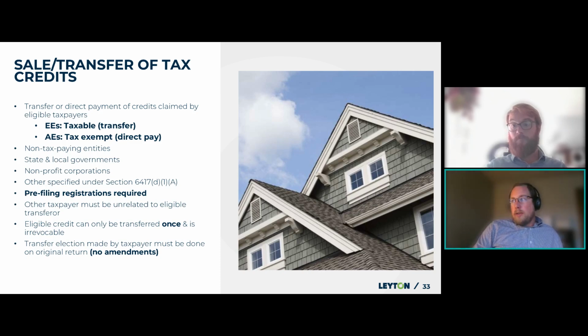This is done through pre-filing registrations that are required. So again, understand that there's some big nuance here to pay attention to as far as making sure that all the T's are crossed and I's are dotted. Once sold or transferred, it's irrevocable and cannot be undone. And this can only be done once by a tax-paying entity, and it has to be done on the original return. So we are not able to go back and sell this retroactively and looking backwards. It has to be done in the current year that it was taken.